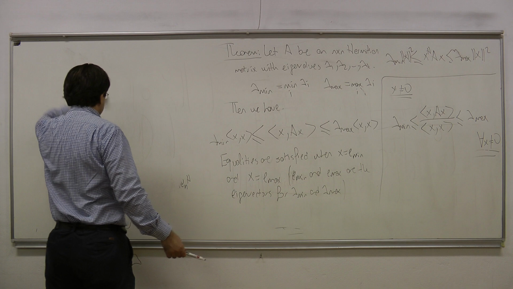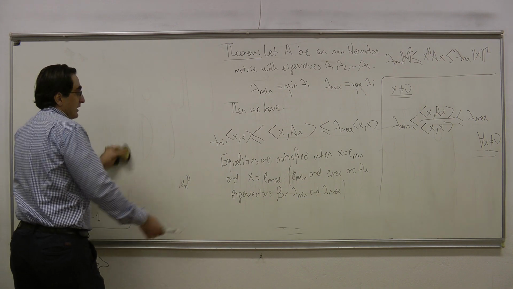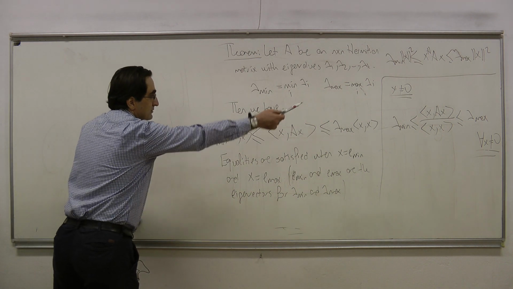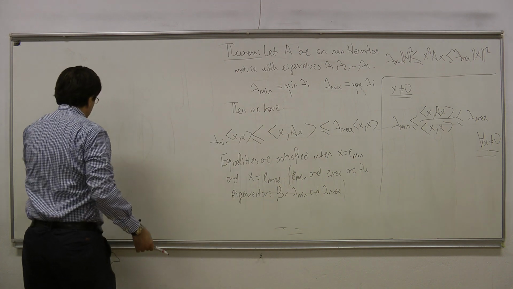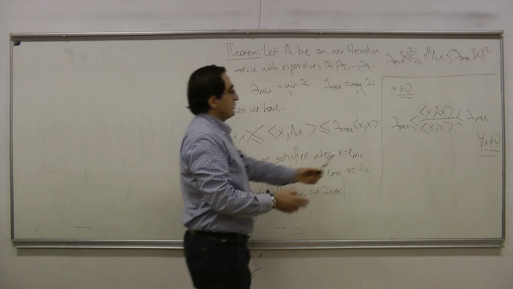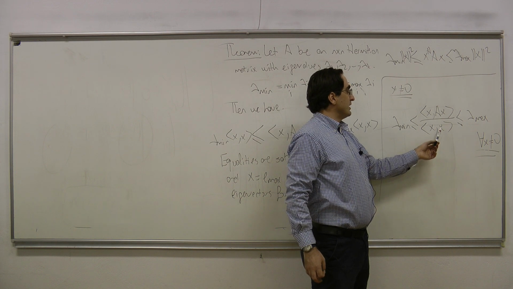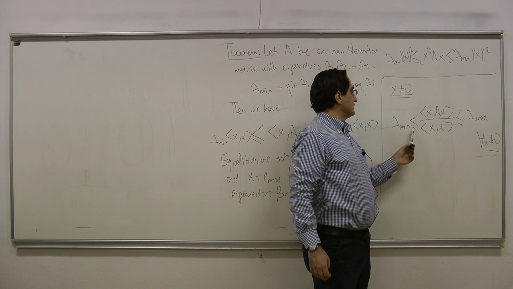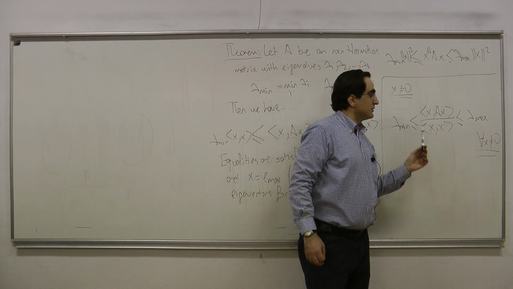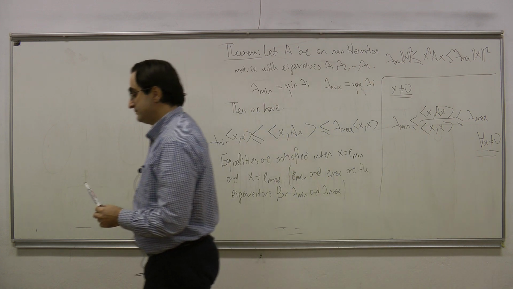And the equalities will be satisfied if I choose x equal to E max, the equality on the right. Equality here will be satisfied when x is E max, and equality here will be satisfied when x is equal to E min. All right?